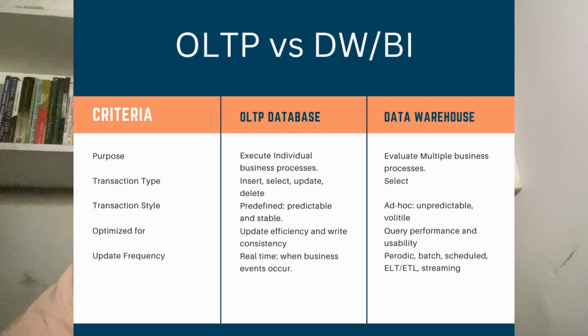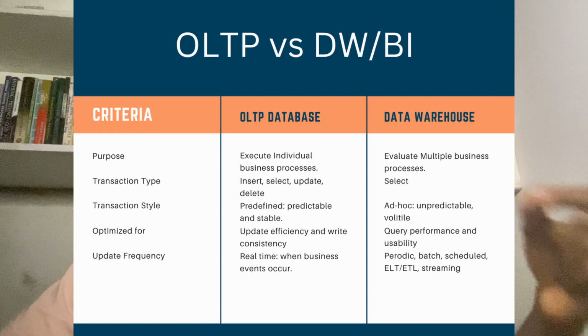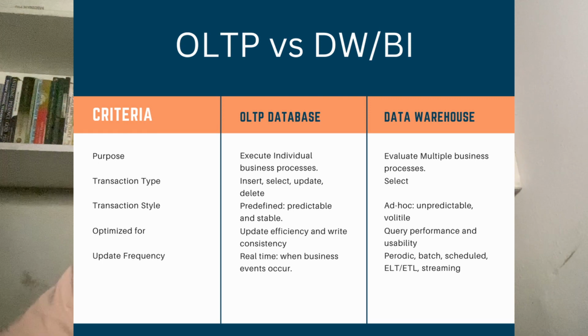Your OLTP database is optimized for update efficiency and write consistency, because you want to be able to write consistently in your database once a business event happens on your application, and you also want to be able to update efficiently. So let's say I sign up on the app today, the database should be efficient enough to write that information to the database, and let's say I make a payment, update that information in the payments table in the database. That's sort of the thing, right?